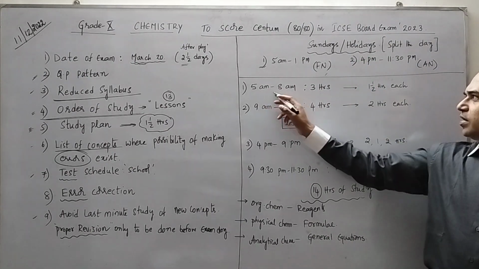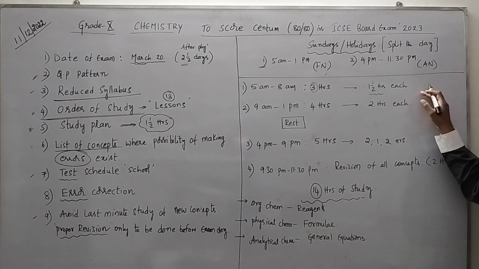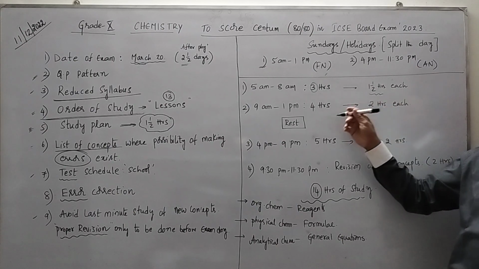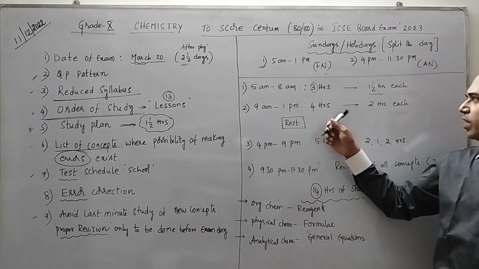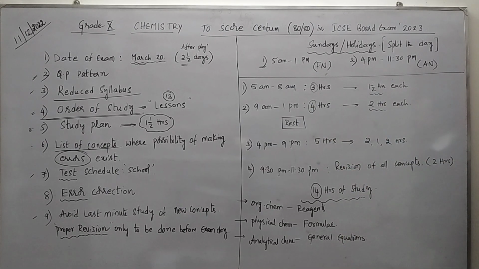Now you can take 5 to 8, 3 hours. You will get 1 hour each. You can study 2 subjects and make notes on this. Second slot can be 9 to 1, where you will get 4 hours of study. In this you can make 2 hours for each subject.